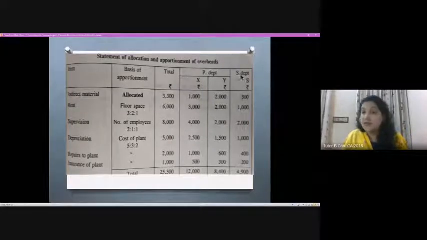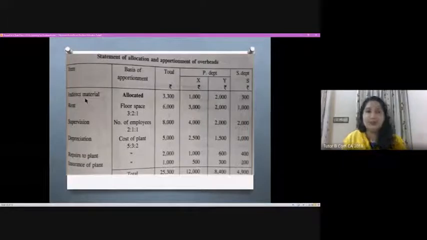This needs to be written in this way because that is very important when we go with the reapportionment. So this format needs to be followed. Otherwise, it will be confusing for you when you go with the next stage of reapportionment. So you can see that the production departments are separately marked X and Y, and the service department is separately shown. Right. Now we take the first expense which we read in our question, that is indirect material.